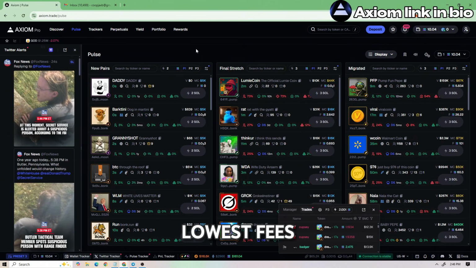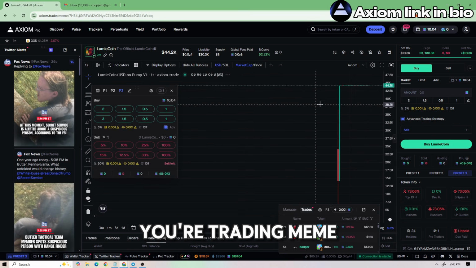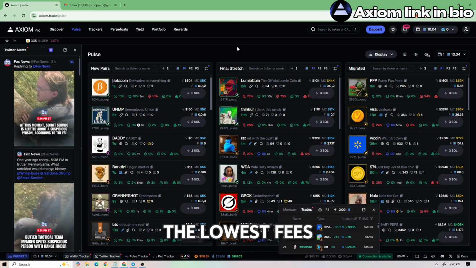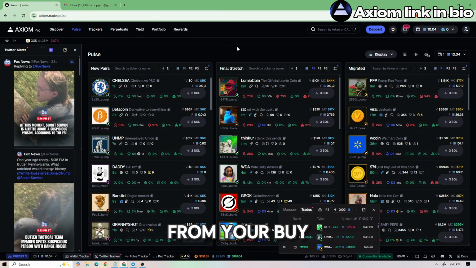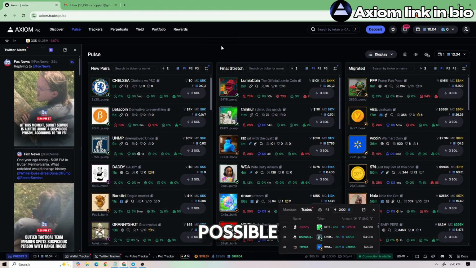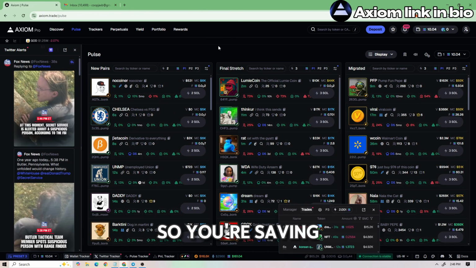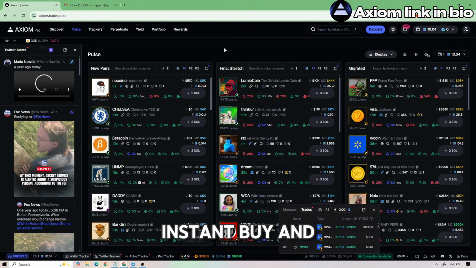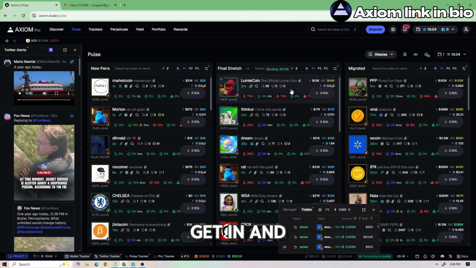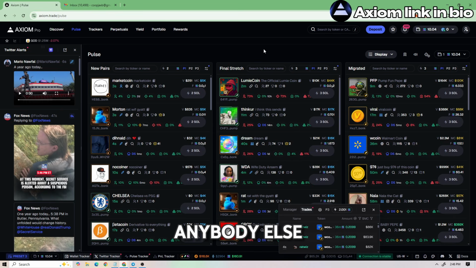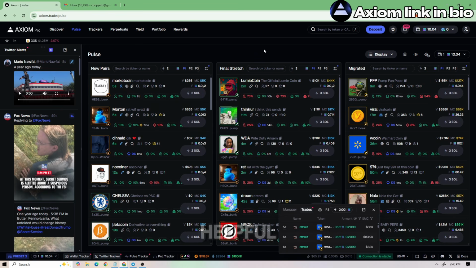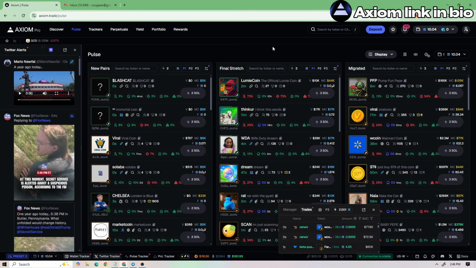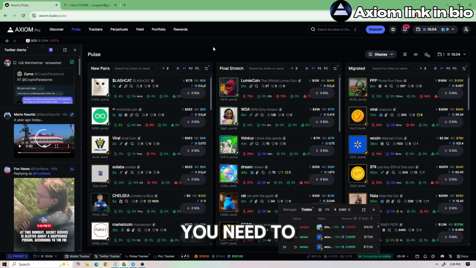And they have the lowest fees. So if you didn't know, on every platform you're trading meme coins on, there's a buy and sell fee, right? And Axiom has the lowest fees. So they're taking the lowest percentage from your buy and sell out of every single possible platform you could be trading on. So you're saving the most money as well as making the most with all their incredible features. They also have instant buy and sell fees. So you're gonna get in and out of coins literally instantly before anybody else, which is extremely helpful. Like you're literally beating 99% of traders on the platform or on the market. So you need to be using Axiom.